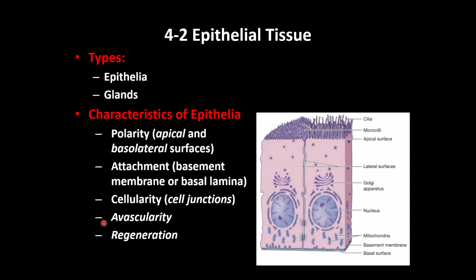Avascularity means that there are no blood vessels, so the nutrients go to epithelial tissue through diffusion. And regeneration is because epithelial tissue is exposed to physical, chemical, and biological trauma. They have to regenerate, and they are continuously made in the body. So once they are destroyed, newer ones are made.